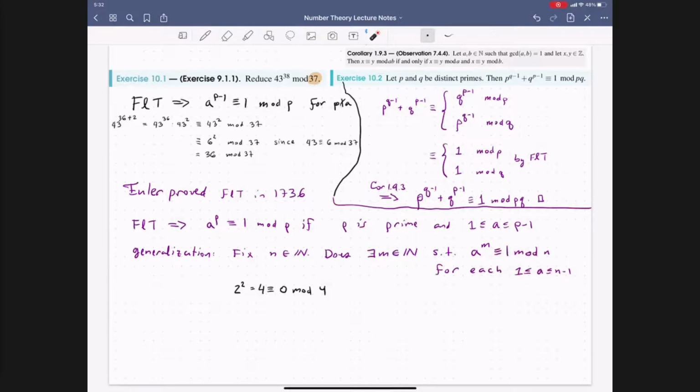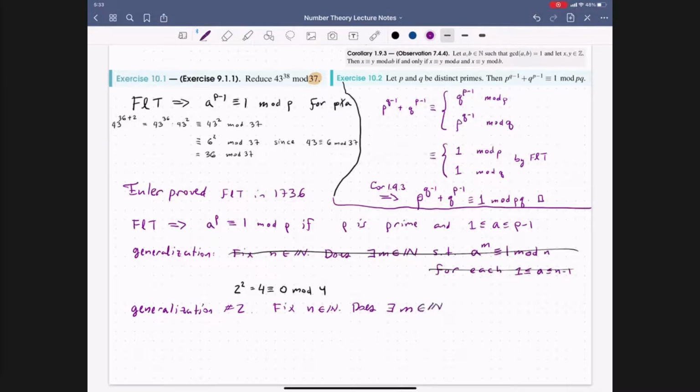So we now need to find a way of fixing it if we want to make a generalization for Fermat's little theorem. So this is false. Let's go ahead and try again. Generalization attempt number 2. So we're going to fix a natural number n. And now we want to ask, does there exist a natural number m such that a to the m is congruent to 1 mod n whenever the GCD of a and n is 1.